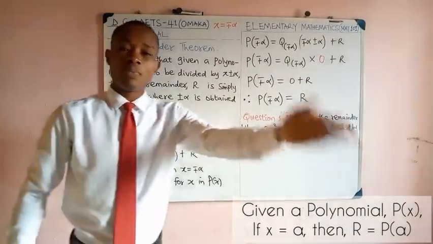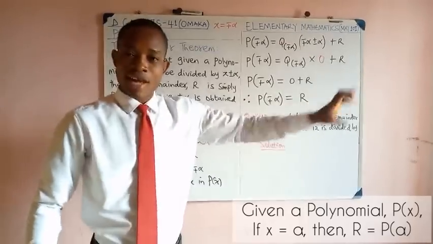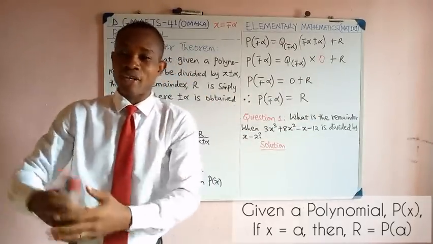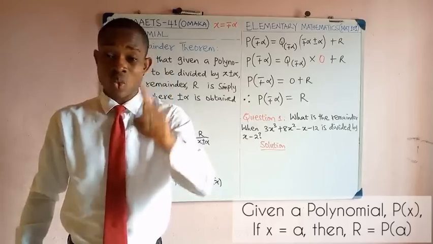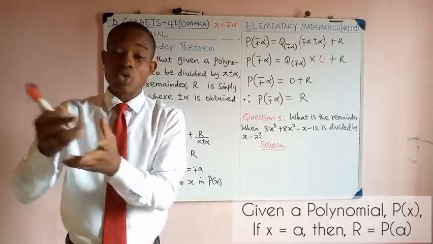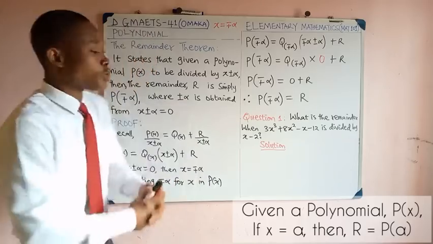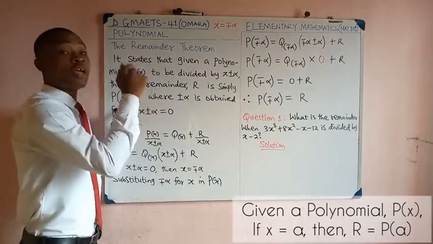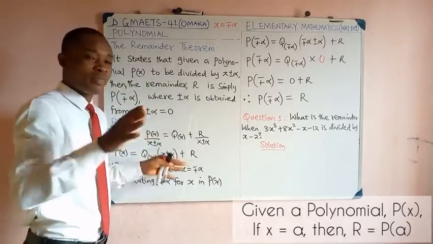So just think of this: if you're given a polynomial and you're asked to divide that polynomial by a linear factor, a linear factor is one in which the highest power of the unknown is 1. You make that linear divisor equal to 0 and solve for x. Then go to the polynomial and fix in the value of x in that polynomial, simplify, and you get your result.